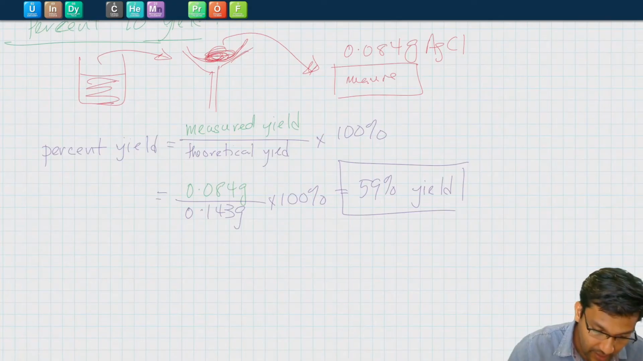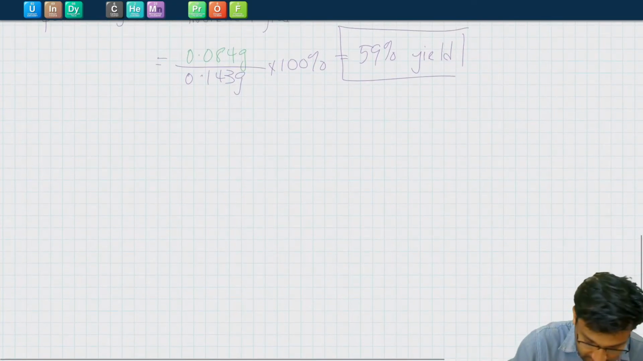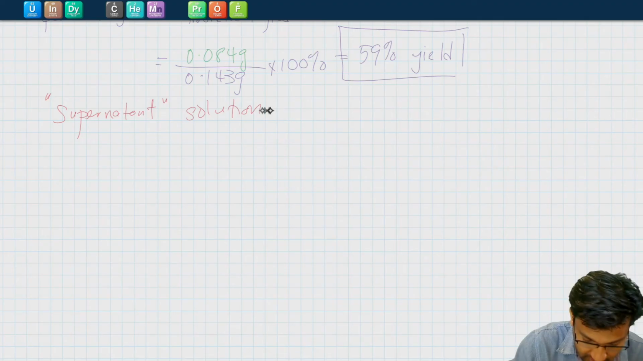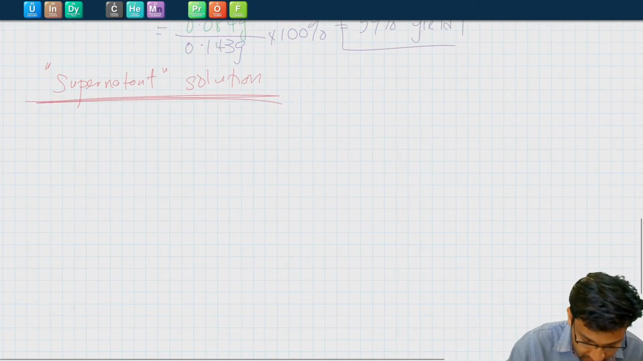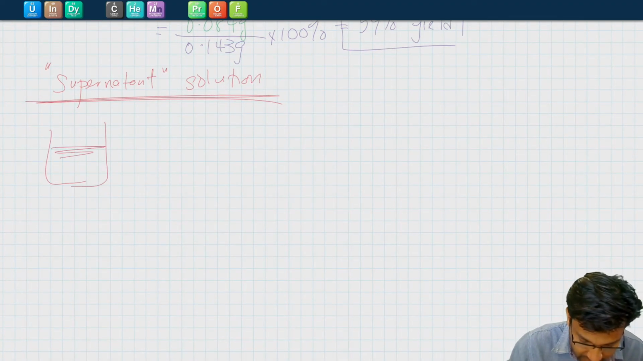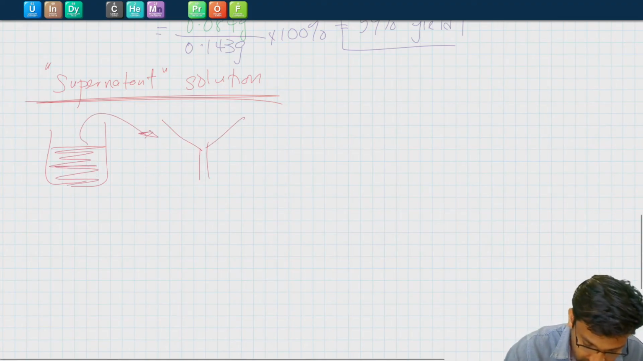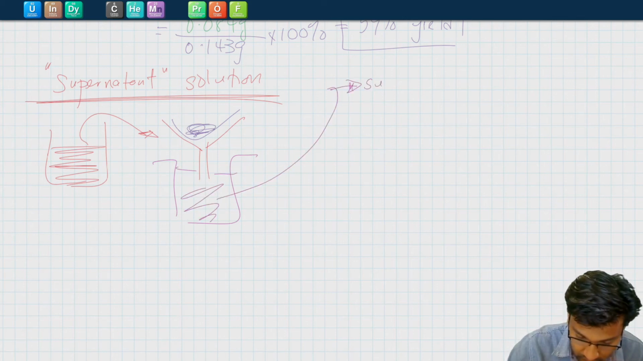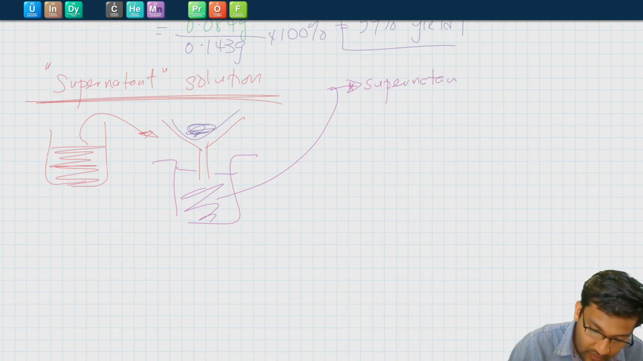Okay, and finally, I want to talk about the supernatant solution and how we might test what's in there. So I mentioned that you perform this reaction in a beaker and there's some precipitate. What you would then do is set up a filter and filter out the solid precipitate and collect whatever is left over. Whatever's left over is called a supernatant. It has everything except the solid precipitate.